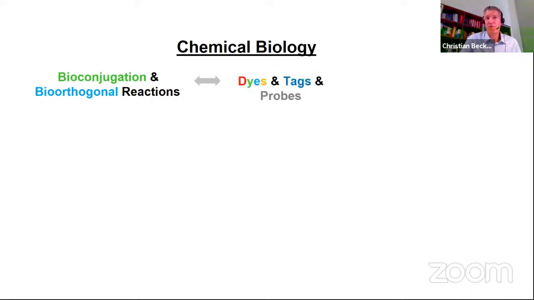And you need them to introduce dyes, tags, probes, be it for structural investigations, for tracking molecules in cells or organisms. And at the same time, you also need libraries, combinatorial libraries of molecules to actually elucidate the desired biological responses or to actually interfere with specific biological systems.